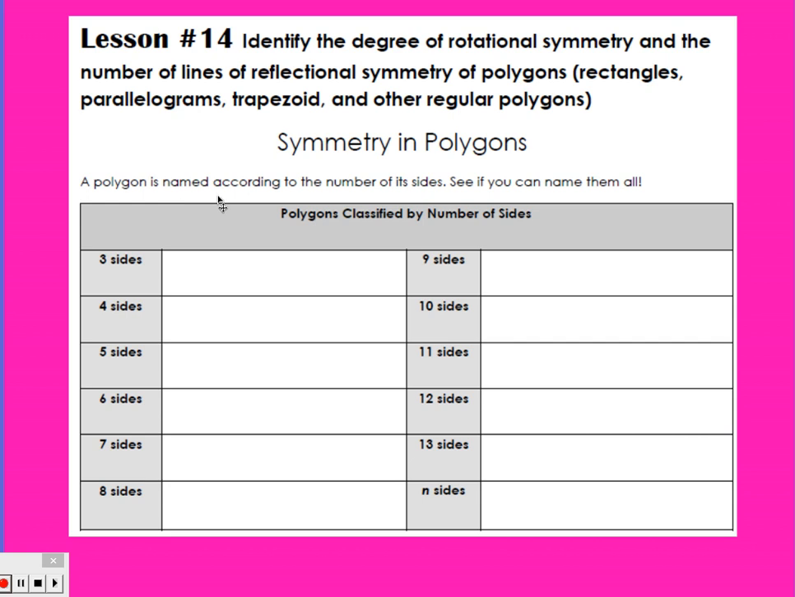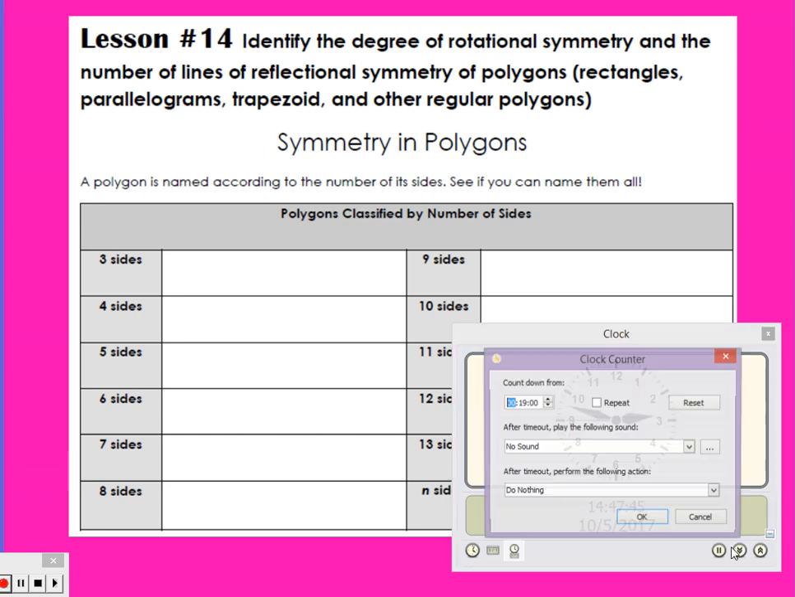A polygon is named according to the number of its sides. So see if you can name them all. Take a minute. A three-sided polygon is called a... Yep, you got it. Okay, write it down. Take a minute, put as many as you can. Actually, I will put a timer up here. Let's say 2 minutes. Do as many as you can.